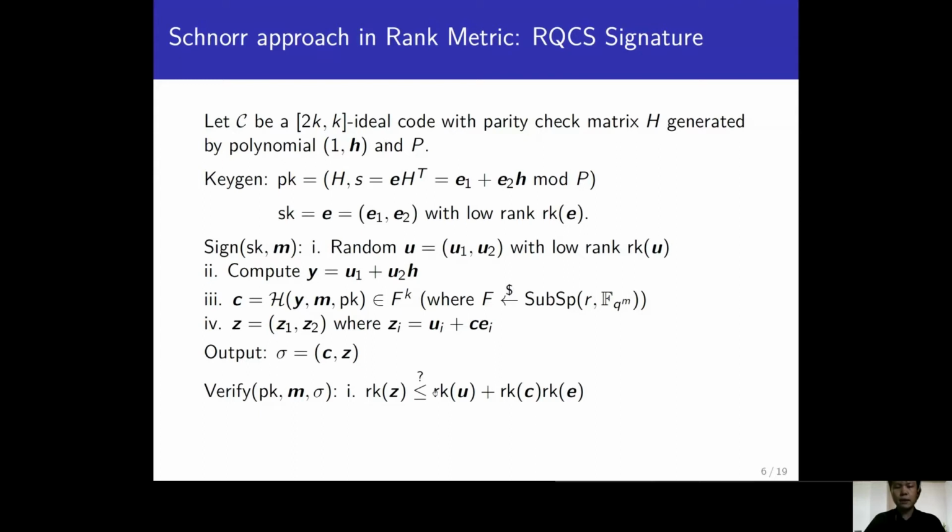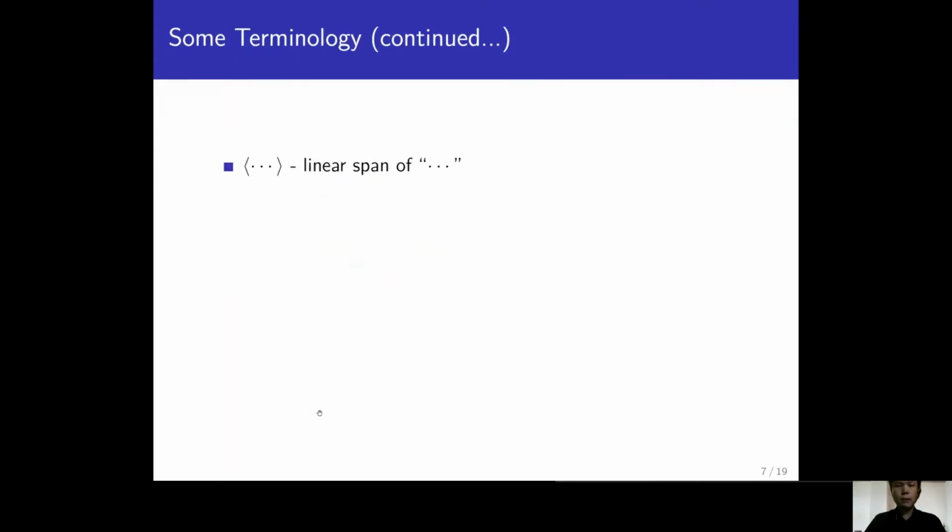And finally, we will plug in this Z1 plus Z2H minus CS into the hash function and check whether it equals C. So here is some more terminology before I move on. I denote this square bracket as a linear span of the elements inside. In fact, we can view this F_q^m as a linear subspace. So this linear subspace has a basis beta 1 to beta m.